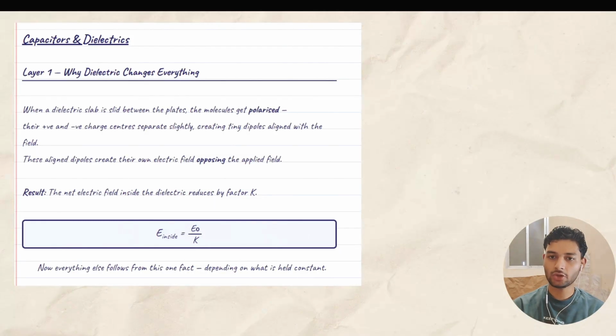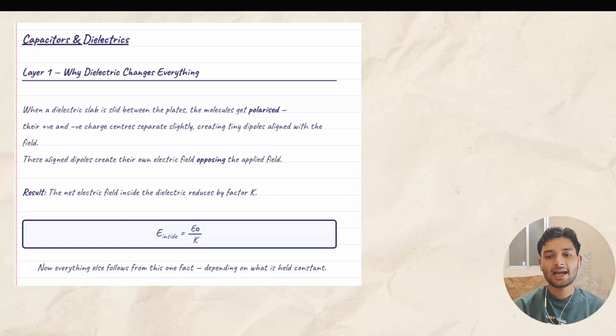So the question arises: while the voltage and the energy go lower, the capacitance increases. Why does more capacitance hold less energy? This is a very beautiful concept that we're going to answer today. So let me take you to the first topic: why a dielectric changes everything.